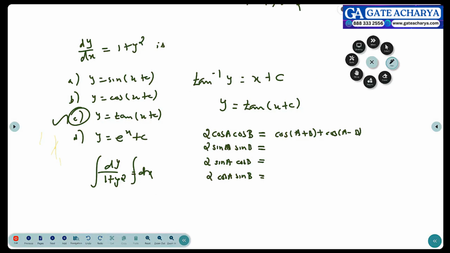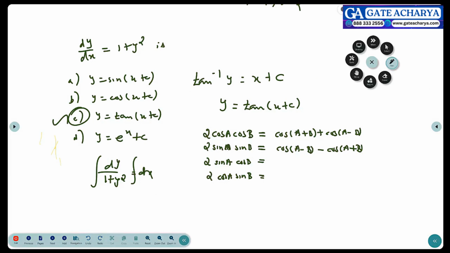But if both are sin, sin A plus B plus sin A minus B, the sign changes. So cos A minus B minus cos A plus B. Change all the signs. 2 sin A sin B is cos A minus B, minus cos A plus B. Plus becomes minus, minus becomes plus.